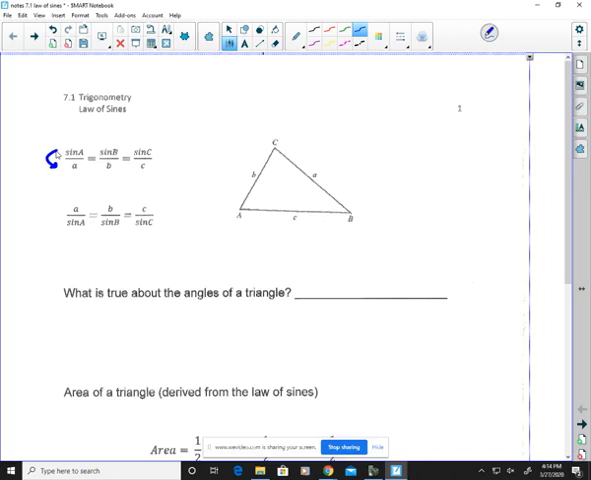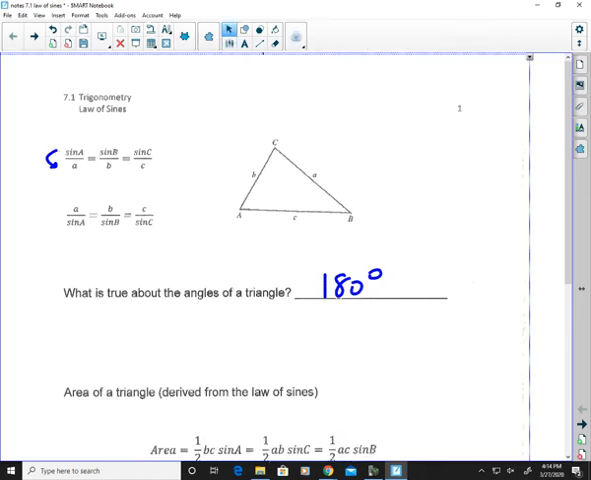And so we know that the angles of a triangle always add to 180 degrees, which of course is the same as pi, but we'll be working with degrees in this unit.